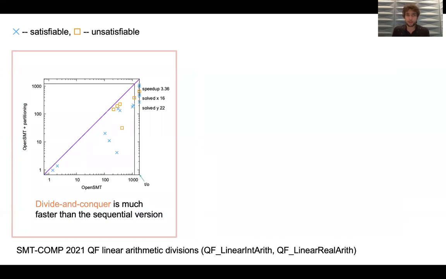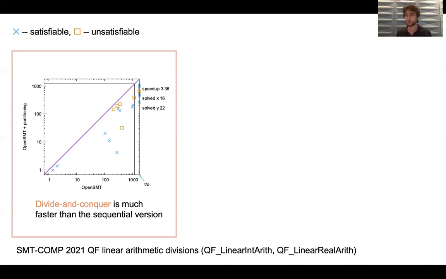So to be more practical, I have here a picture where I'm comparing results from this year's SMT competition: OpenSMT with partitioning against sequential OpenSMT. I just picked OpenSMT because it's our solver, and I know how it works. Looking at these results, you can say that divide and conquer is way better than the sequential version. If we sum up all the runtimes for each solver, we get a speedup of roughly threefold. But not only do we solve the instances faster, we actually solve more of them as well.